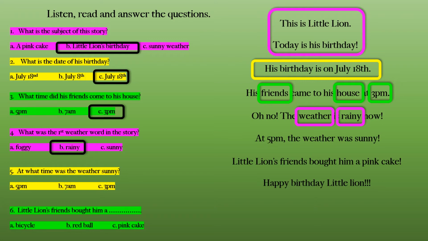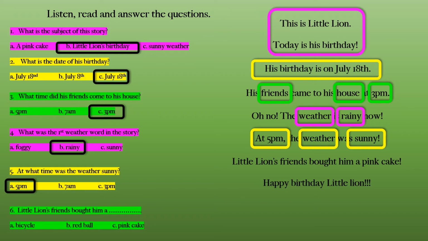Number 5, at what time was the weather sunny? Let's look at a keyword. The keyword here is weather. We can see the word sunny. We know the question is at what time? So if we look back, we can see there is a time in this sentence and it is 5 p.m. So the answer is A, 5 p.m.